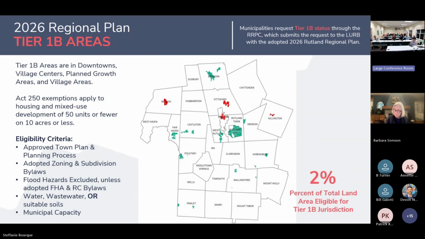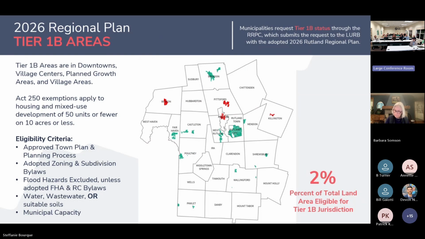I can't see it from here. So it's Brandon, Benson, Pittsford, Killington, Proctor, Rutland City, West Rutland, Castleton, Fairhaven, Pawlet, Shrewsbury, Wallingford, and Poultney. Mendon, sorry. Forgot about Mendon.